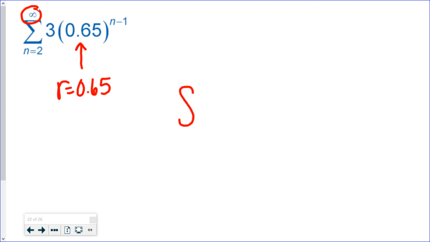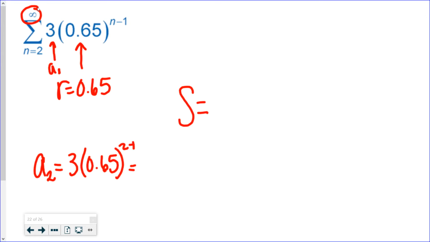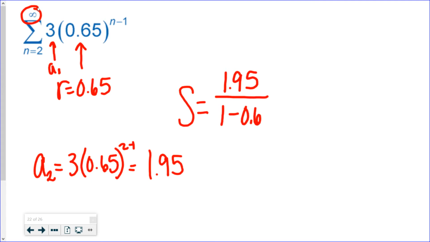So the sum is going to be my first term. Oh, wait, do we know our first term? Be careful. This here is a sub 1. Is that the first term of this series? No, the first term of this series is a sub 2. So we want to say 3 times 0.65 to the 2 minus 1, that would be 3 times 0.65, which is 1.95, if my memory serves correctly. All right, so that's my first term, divided by 1 minus my ratio, which is 0.65.